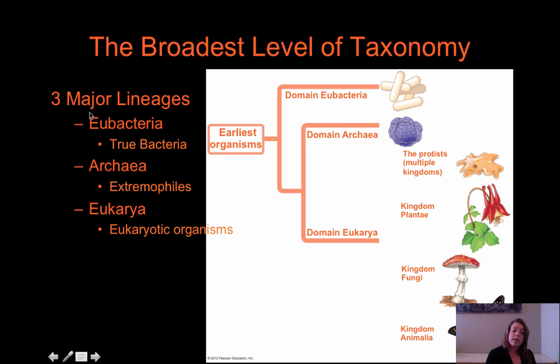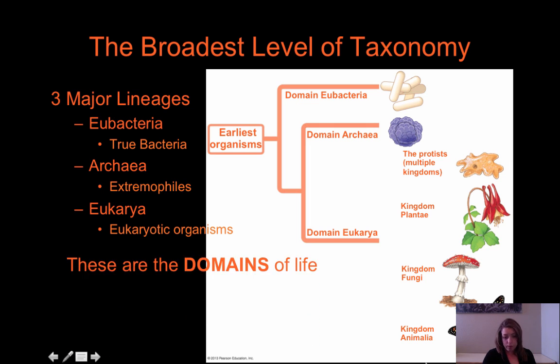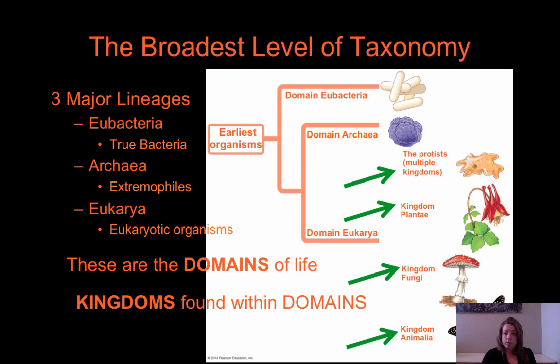Members of domain eubacteria and domain archaea are both made of prokaryotic cells, and so that's a major distinction between these two groups. Now, whenever we look in domain eukarya, we see that there are 4 different groups that are represented here. And so we've talked about the domains of life. Now we're going to focus on the kingdoms of life. The kingdoms are found within the domains.